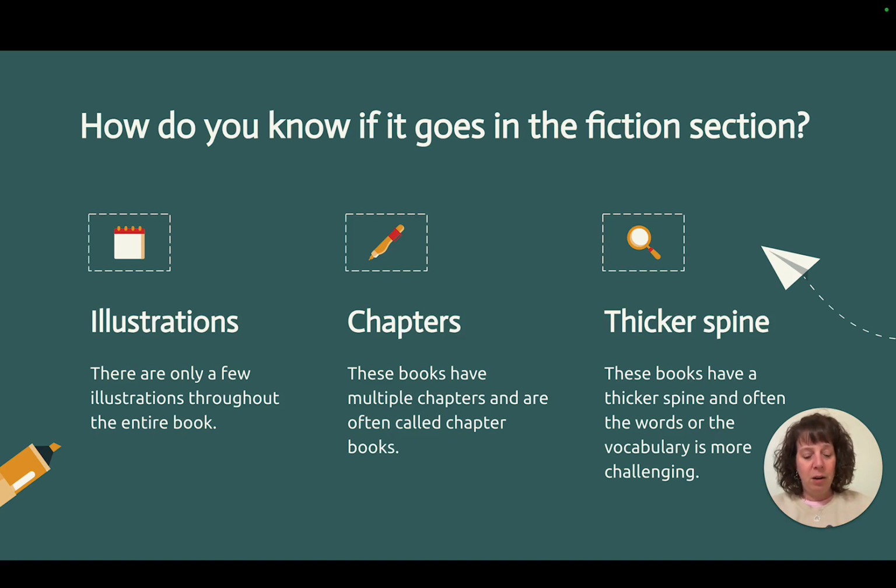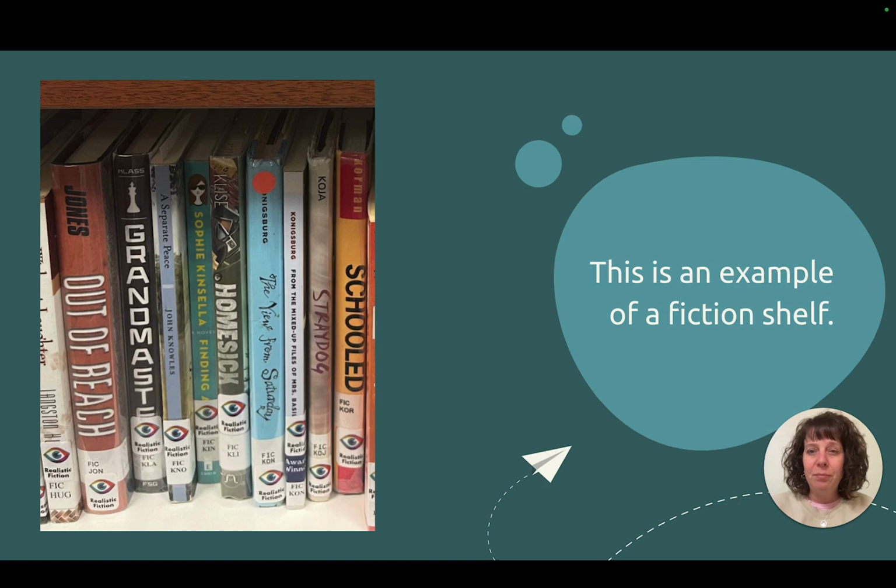This one right here is almost 400 pages. So this is considered a little bit thicker. And then, like I said, the books have a thicker spine, and often the words or the vocabulary is more challenging. So this is an example of a fiction section, because all of these books are fiction books.